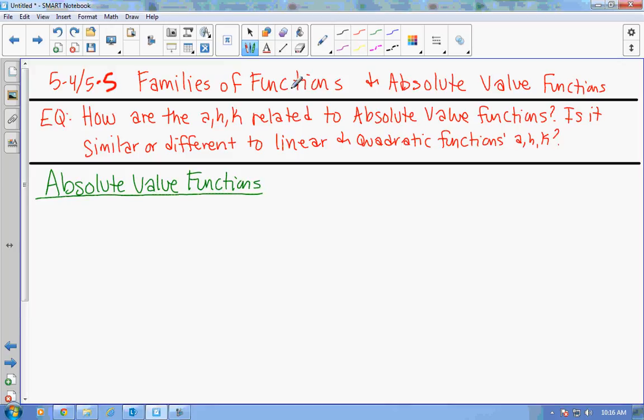Okay, the parent function, PF. Each of our functions that we look at has a basic parent function. The parent function is the simplest absolute value you can find, which would be y equals absolute value of x. No extra details on it.